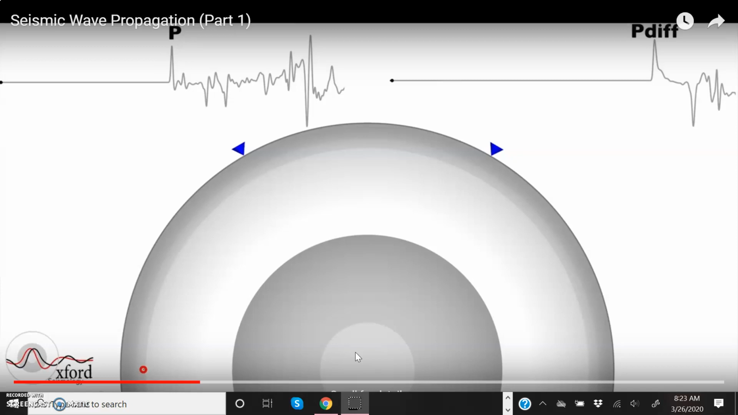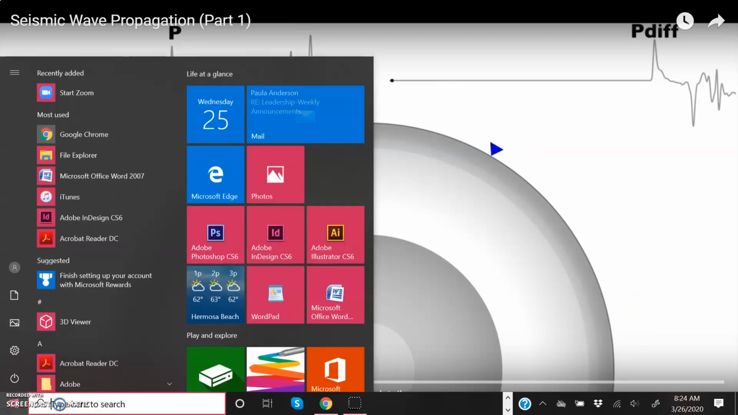So we understand where the physical layers of the Earth are. We understand their physical properties through simulations such as this. That is the propagation of seismic waves through the Earth's interior. And then out here, for example, along the Earth's surface, this is then where we place seismometers to detect the reception of those seismic waves.